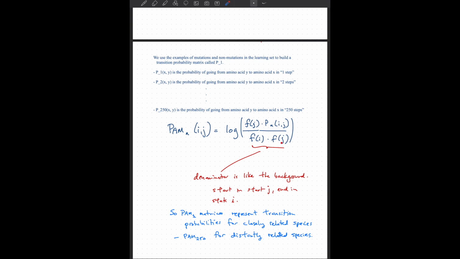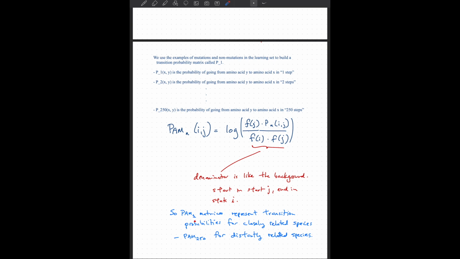But this is the frequency that you find something in amino acid J times the frequency that it switches to I. So I think you should stop the video and ask yourself, what's the intuition? Why do you take the log of this? So this is the log of the probability derived by the model divided by the probability of what we observe being kind of random. So think about that, and we can talk about it in class.